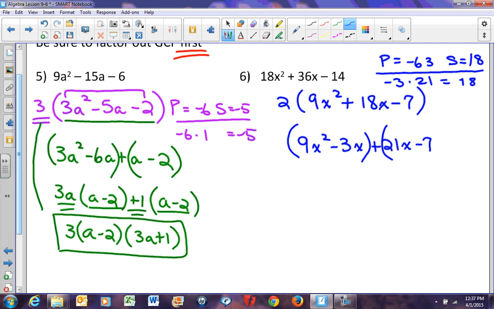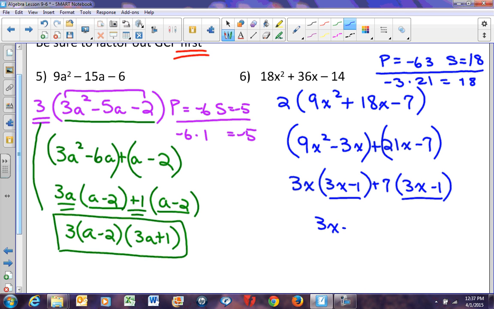First 2, last 2. What can I take out of a 9x squared minus 3x? I can take out 3x. I'm left with 3x minus 1. What can I take out of a 21x minus 7? I can take out a 7. And I'm left with 3x minus 1. So there's my common term, 3x minus 1. Here's what I'm left over with, 3x plus 7.